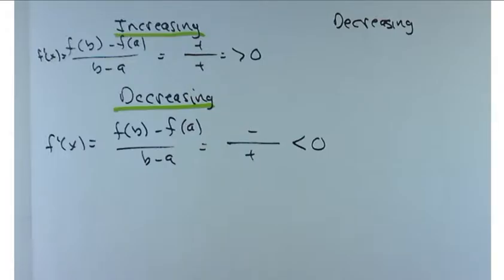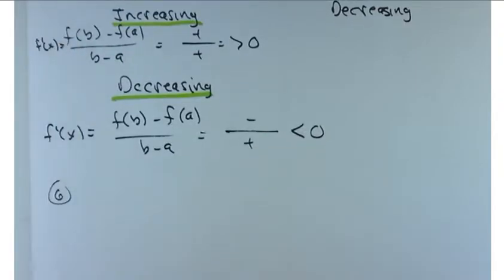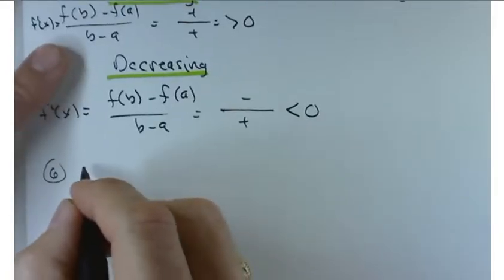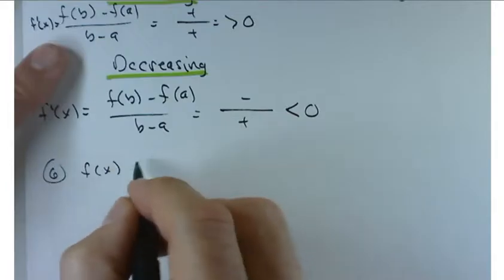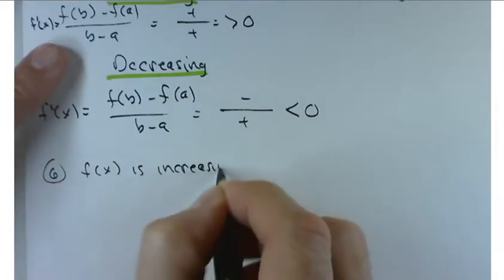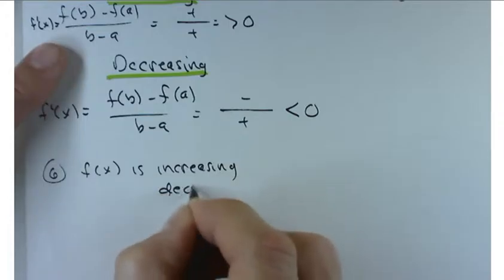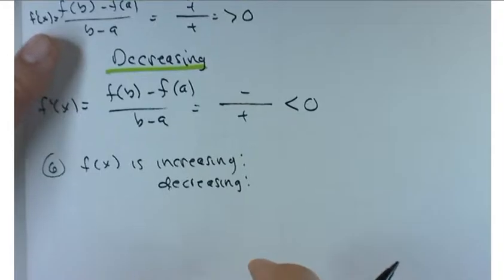Let's practice this with a bunch of examples. Along the way, one of the things I want you to pick up is a little factoring trick that we practiced for the last test, but could use some more practice now. So f of x is increasing and decreasing. We want to figure out what intervals it's increasing and decreasing on.